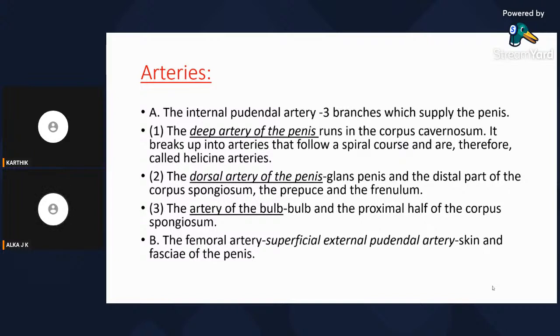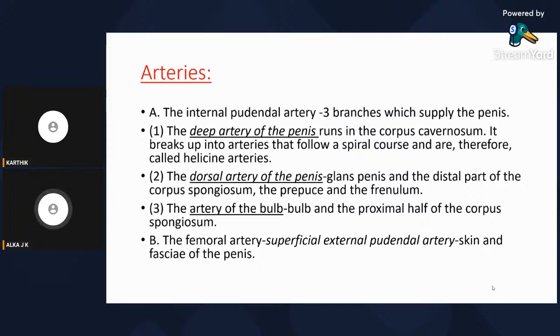Dorsal artery of the penis supplies the glans penis, the distal part of the corpus spongiosum, and the prepuce, that is the skin over the glans penis. I told you, conical part, that's nothing but the glans penis, which is the end part, and it has skin covering. It is very thin and dark in color. It is loosely connected with the fascial sheath and it can retract backwards. So that skin is known as prepuce. So it is supplied to the prepuce and frenulum.